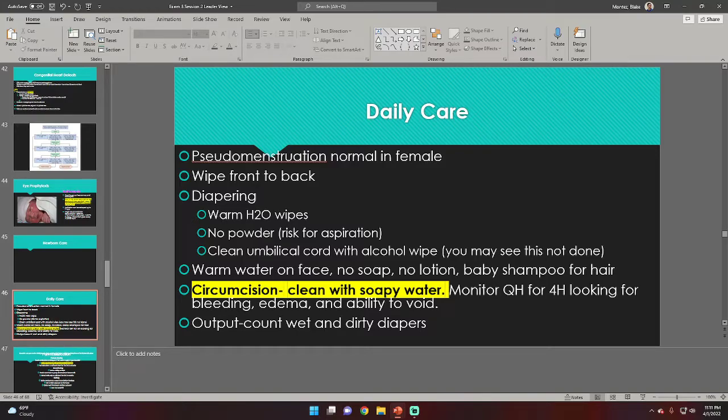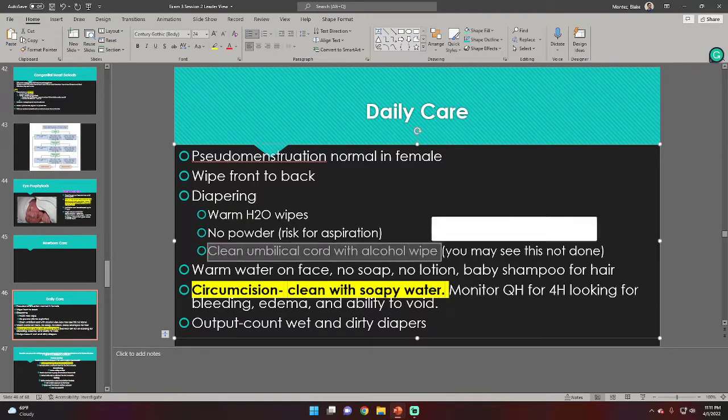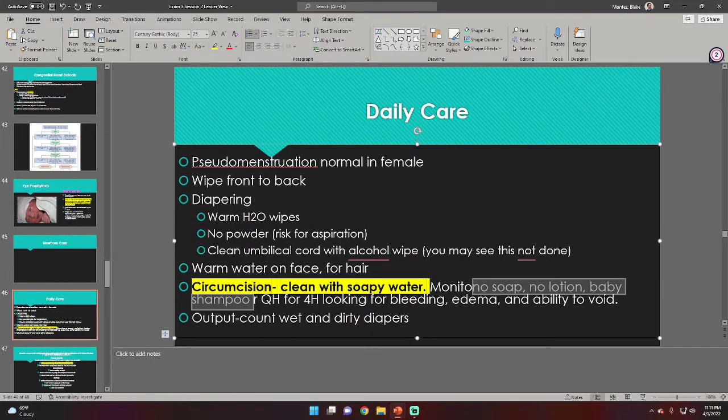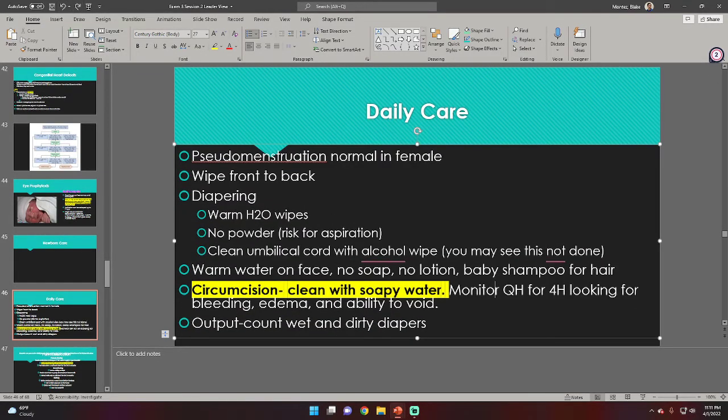Not too sure if we actually are cleaning milk or wort with an alcohol wipe. I don't really remember that. But warming the water on the face: no soap, no lotion, no baby shampoo for hair. Within the circumcision, we are cleaning with soapy water. If you see a question ever saying that you're cleaning a circumcision with alcohol, that would be incorrect. We're assessing for bleeding, edema, and if they're able to void, that it was correct.